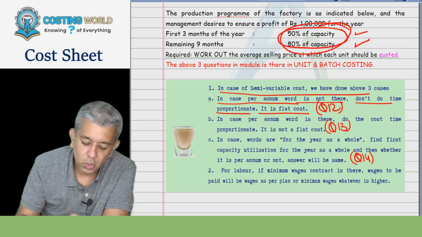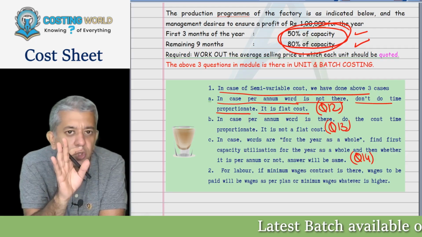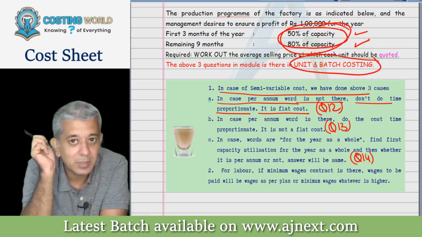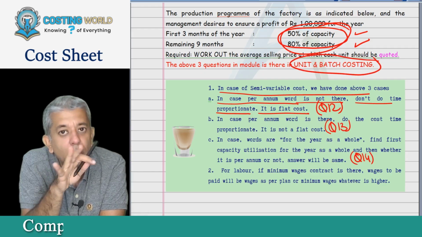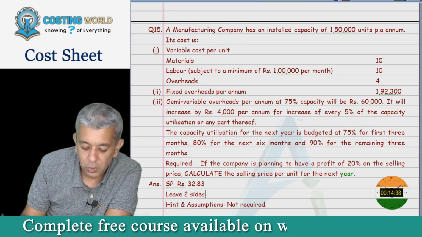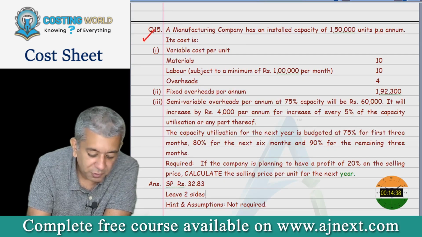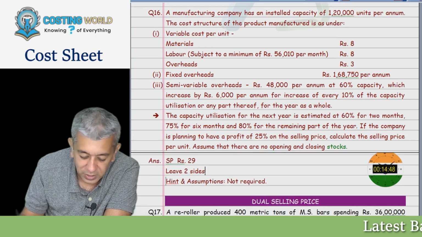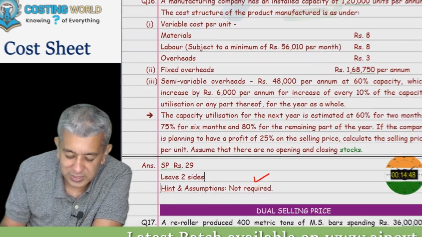So these 3 types of questions that are in your module in this particular chapter, that's chapter number 8 in your module, all those 3 questions are altogether done. So 15th and 16th are based upon that only. Leave 2 sides for question number 15. Leave 2 sides for question number 16.